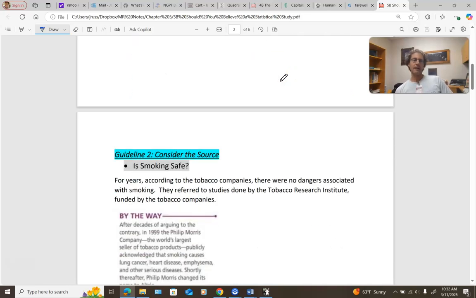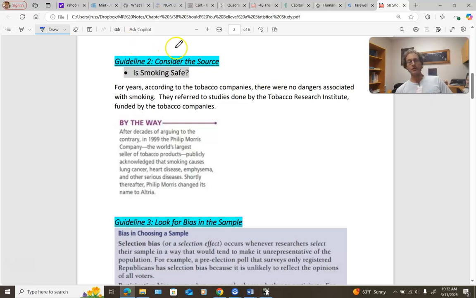And then guideline number 2 here, consider the source, and this is a big one. Who's actually conducting the study? So here's a question. Is smoking safe? Probably most people today, anyway, would agree that smoking is not safe. But that wasn't always the case. And you'll see why. It says, for years, according to the tobacco companies, there were no dangers associated with smoking.